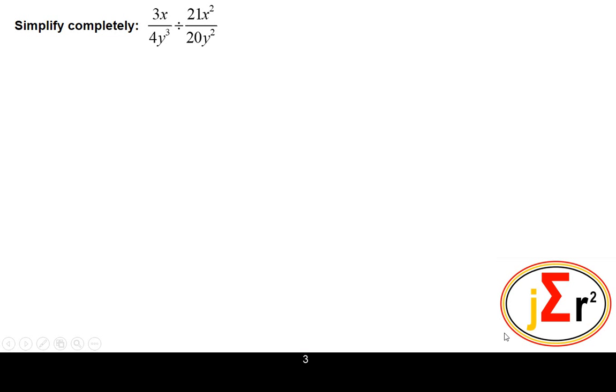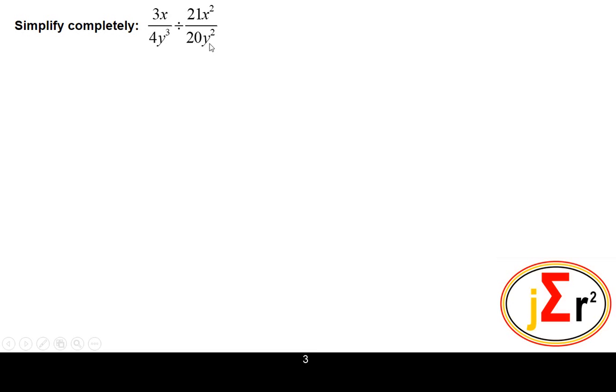Here, the statement of the problem says, simplify completely. Therefore, it means that when we are through, the expression so formed should not be able to be further simplified. What we have here is an algebraic fraction that is to be divided by another algebraic fraction. So we are handling the manipulation of algebraic fractions.